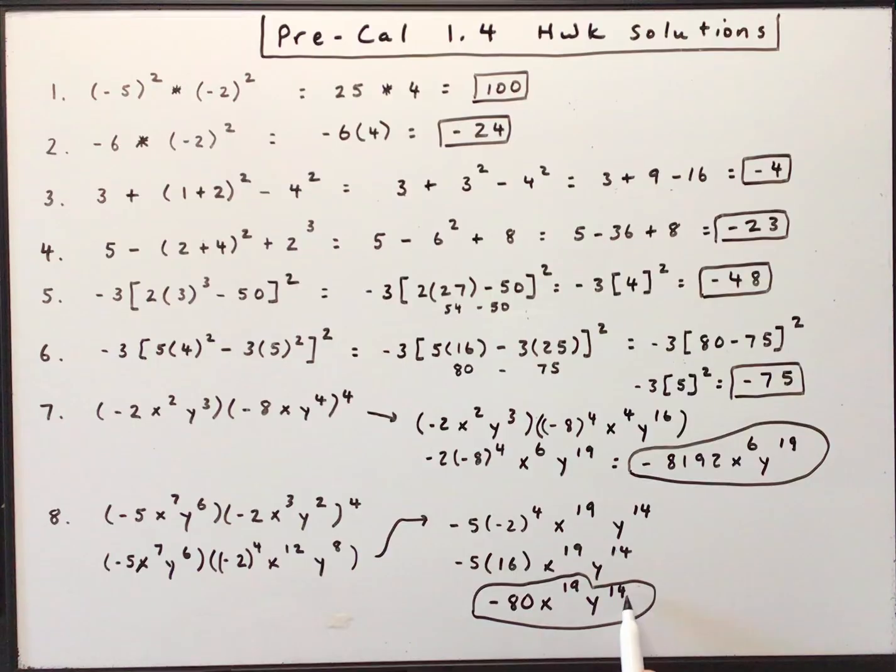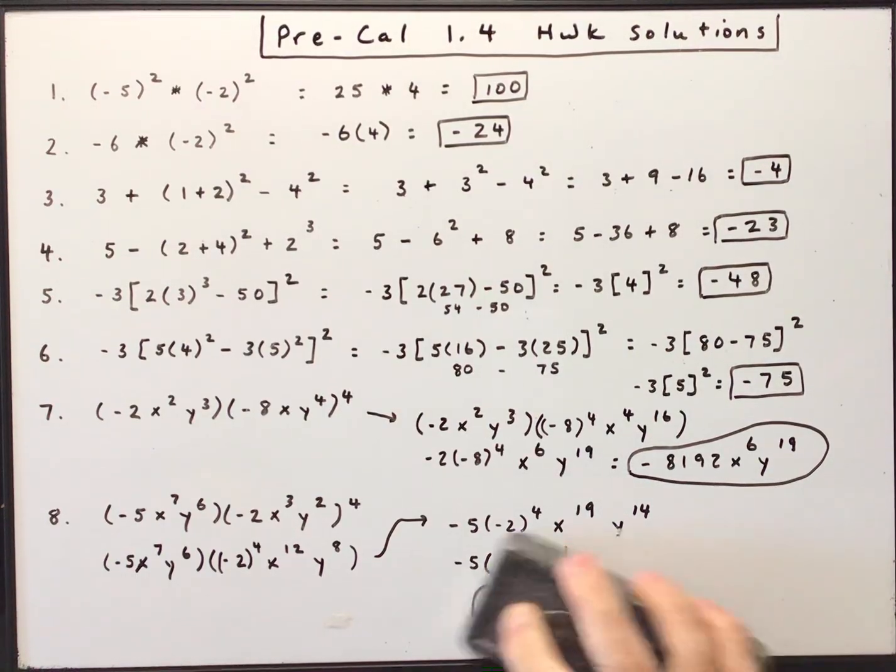So that's a 19 and a 14. All right, negative 80, let me see if I can write a little bigger. x to the 19th, y to the 14th. So that 4 and that 9 almost look the same there. So that's the final answer on that. Okay.